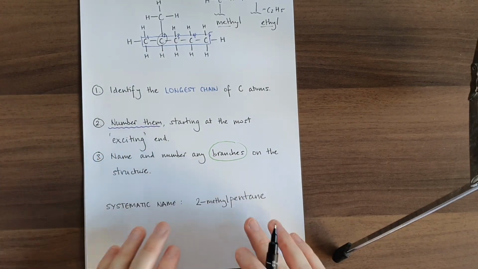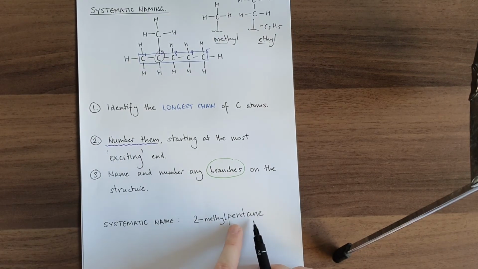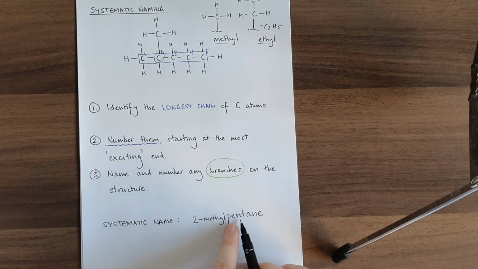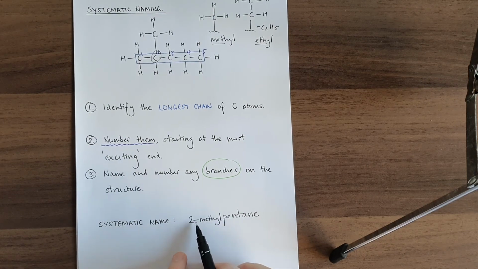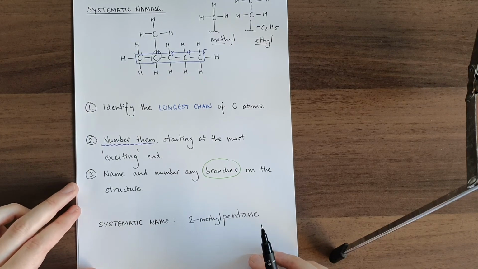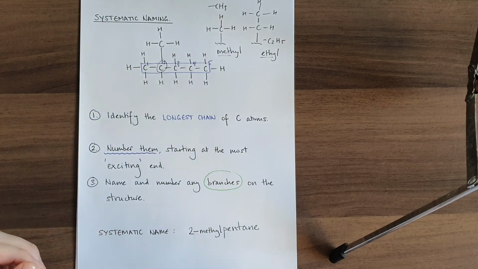So our full systematic name for this compound is going to be 2-methylpentane, because we have 5 carbons in the longest chain, and we have a methyl group on carbon 2. And you'll notice that when I'm separating numbers and words in systematic naming, I use a dash, and that just keeps things nice and neat. So that gives us a starting example of how to systematically name a hydrocarbon compound. What we're going to do in the next video is look at a few more examples that are a little bit more complex so that we can see this process in a bit more detail.